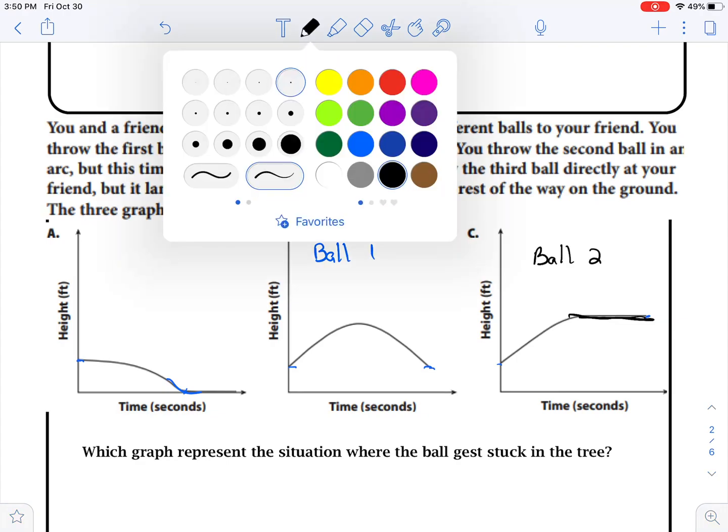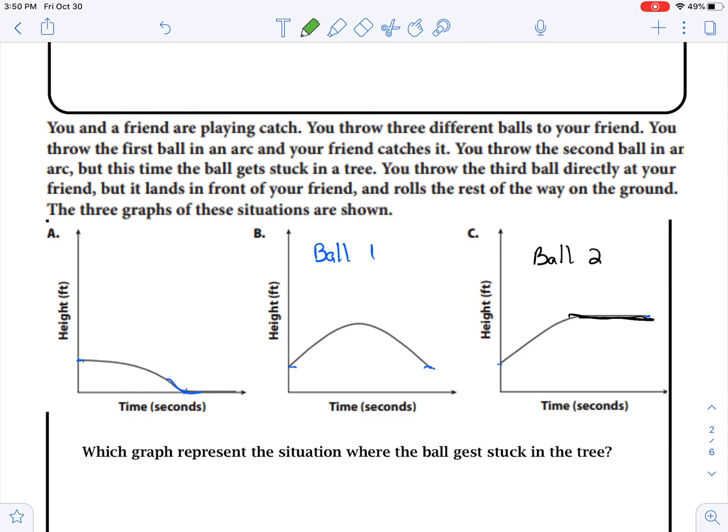And then lastly, you throw a third ball that goes directly at your friend. So it's straighter. It's not going up like the other ones. It's straighter, and then it hits the ground and tails off. So this would be ball three.